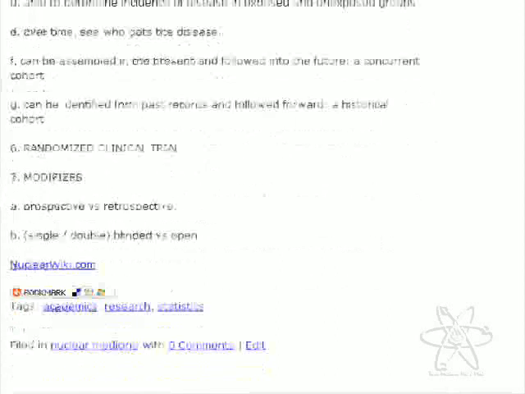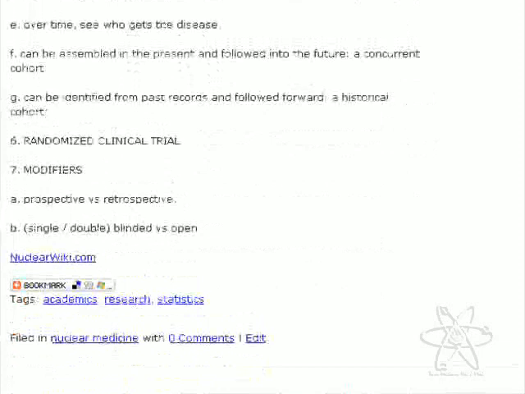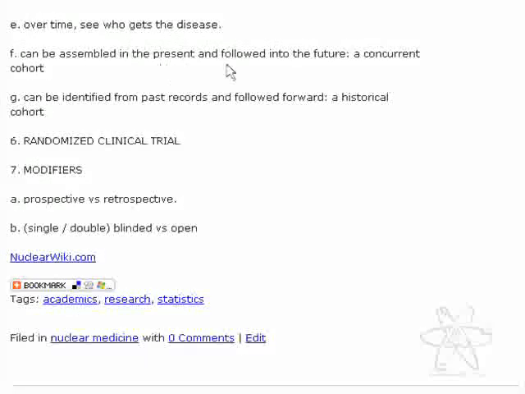You are able to determine the incidence of disease in exposed and unexposed groups. Over time, see who gets the disease. This can be assembled in the present and followed into the future. That's a concurrent cohort, meaning start now, look at people over time. It also can be identified from past records and followed forward, a historical cohort, as you look back.